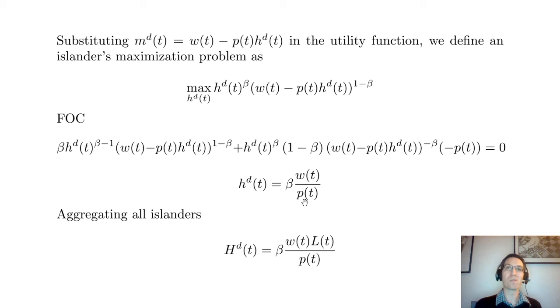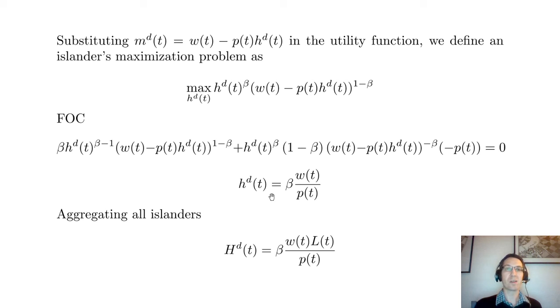So what is W over P? W is my whole income, so all I can buy, divided by the price. If the islander spent all that they can buy on harvest, then that would mean that beta is 1. That's not the case, so beta is between 0 and 1. It means that the demand for harvest is a certain fraction of the whole expense of the islander.